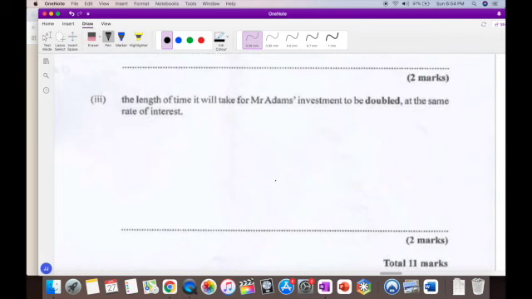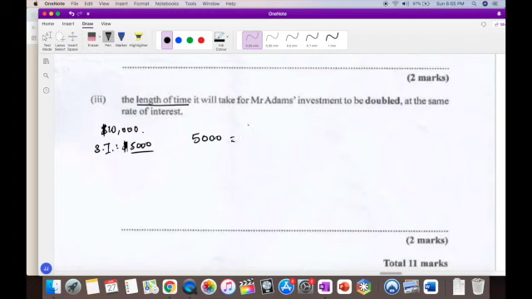The length of time it will take for Mr. Adams' investment to be doubled at the same rate of interest. To be doubled means that he would have to get back $10,000. That means that he would have to have an interest of $5,000, in order to double his initial $5,000. So the simple interest he would have received would have been $5,000, and they're asking for how much time now.